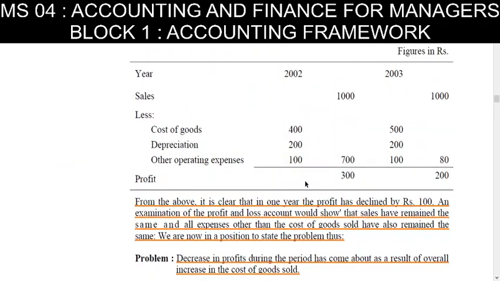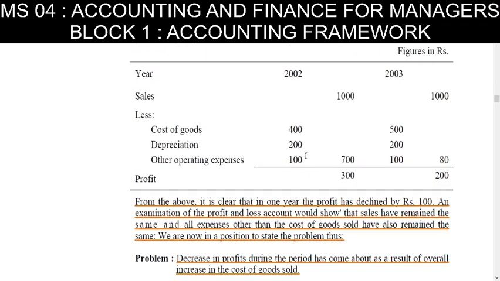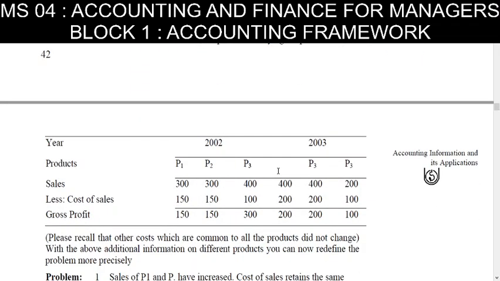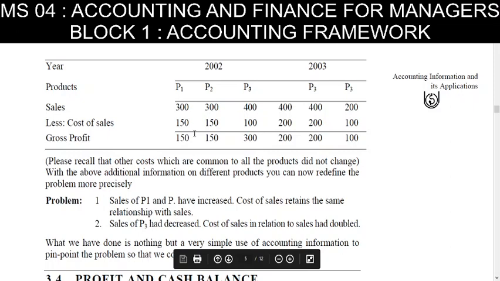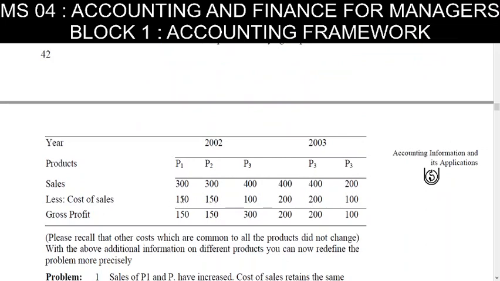Suppose the same firm has 3 products, as we have already said earlier, P1, P2 and P3. How does the trifurcation of the information help in identifying which product is giving the actual problem? You see here, sales of product P1 is 300, cost of sales is 150. For P2 also the same. For P3 it is 400 and 100. Cost of the sales is only 100. Total sales is 1000. Total cost of sales is 400. As we have seen already, total cost of goods is 400. But it is 150 for P1, 150 for P2 and 100 for P3.